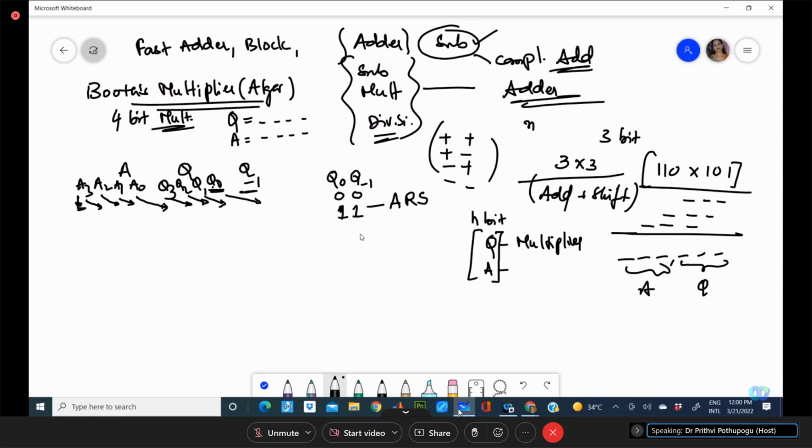Now, if Q0 and Q minus 1 are 1, 0 when you check these two bits, then the iteration that will be performed is that, to the bits of A, that means A0, A1, A2, A3, we subtract the multiplicand.